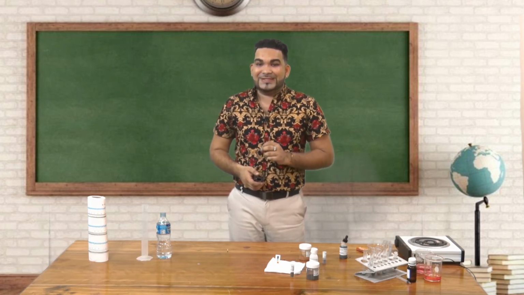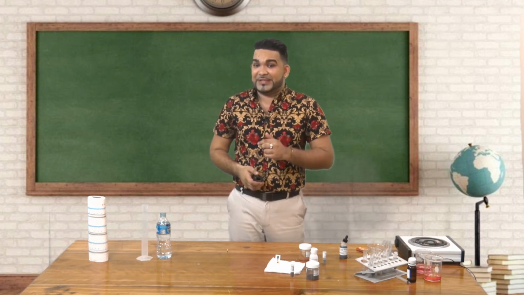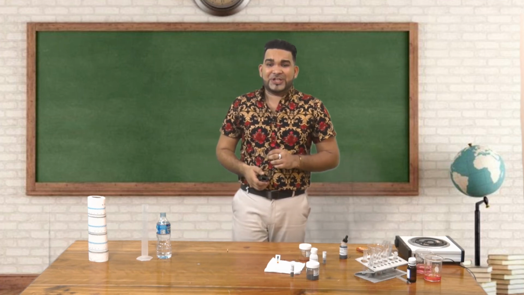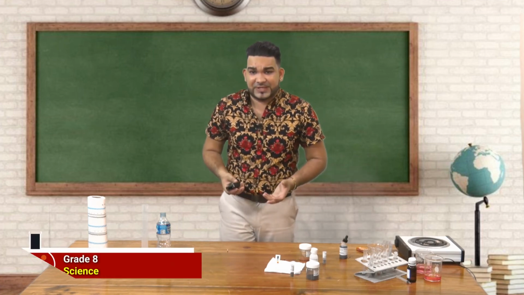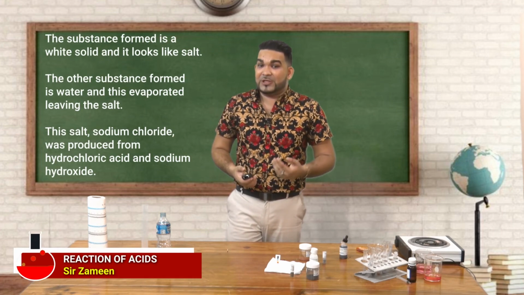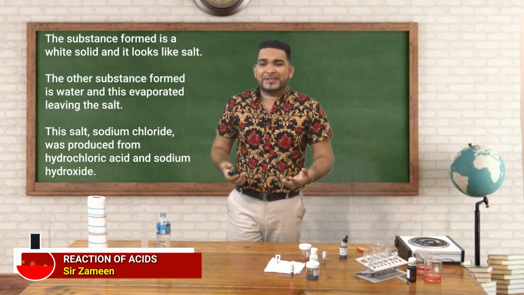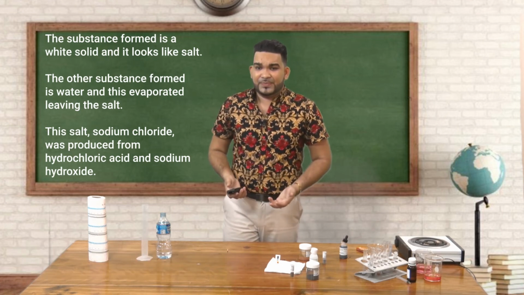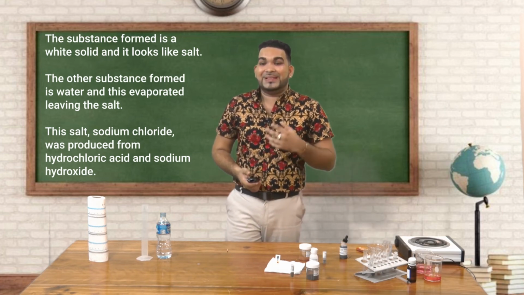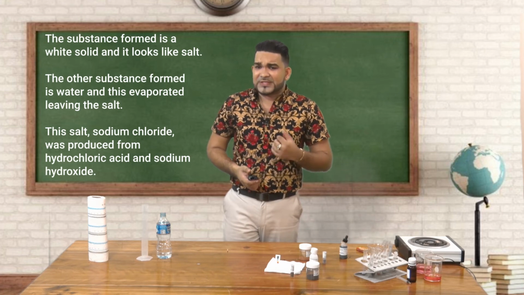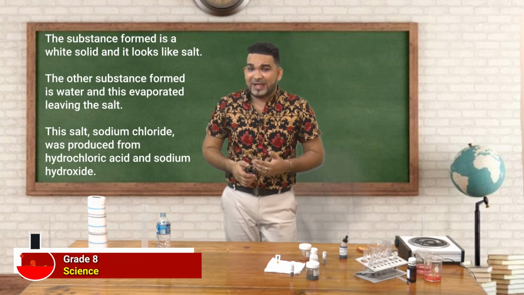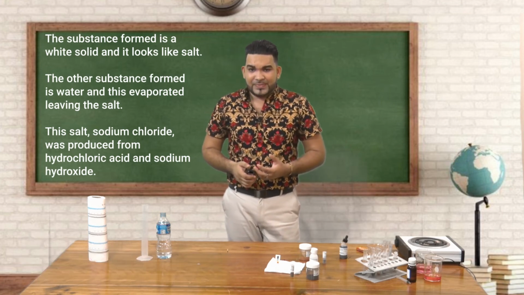This solution is indeed different from the acid and base that we started with. This proves that a chemical change has taken place and a new substance is formed. The substance formed is a white solid and it looks like salt. Indeed, it is the common salt used in our kitchen. The other substance formed is water, and this evaporated, leaving the salt. This salt, called sodium chloride, was produced from hydrochloric acid and sodium hydroxide.